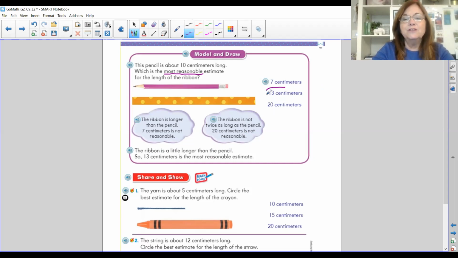Sometimes you just have to look at things and think to yourself, well, here's where the pencil ends. This is 10. So I know that right here is 10.